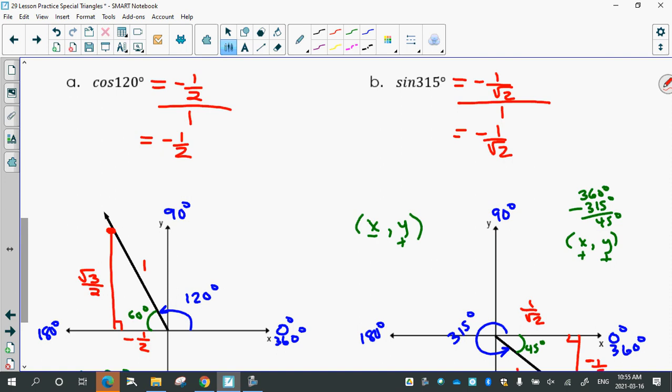So try both ways on your calculator. Try the sine of 315, negative 0.707, and then try negative 1 divided by root 2. And you get the same thing. Okay? So you can always check for yourself.